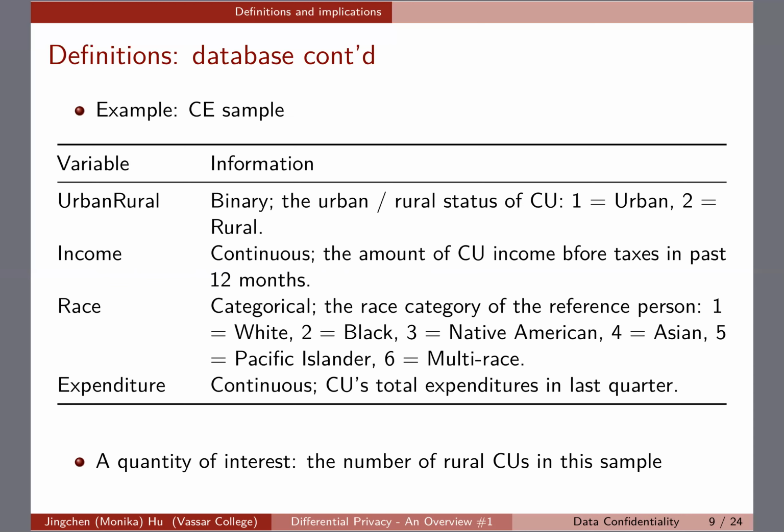Let's suppose the intruder wants to, not the intruder, I have to be a little bit careful. Let's say the data analyst wants to know how many observations have the urban-rural variable outcome as 1, right? Because they want to know the number of rural CUs in the sample. So this is a possible quantity of interest that the data analyst wants to know. And as the database holder, we have to think about a way of giving out that information.